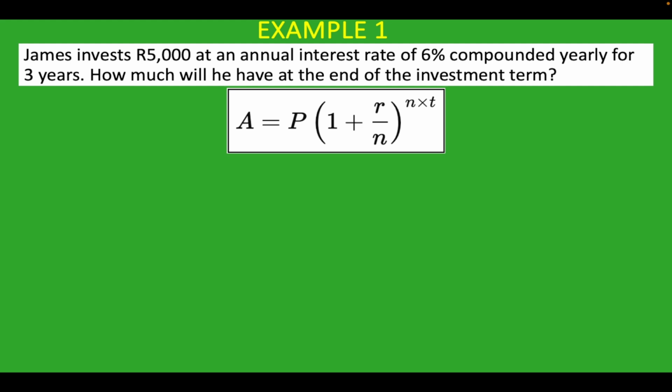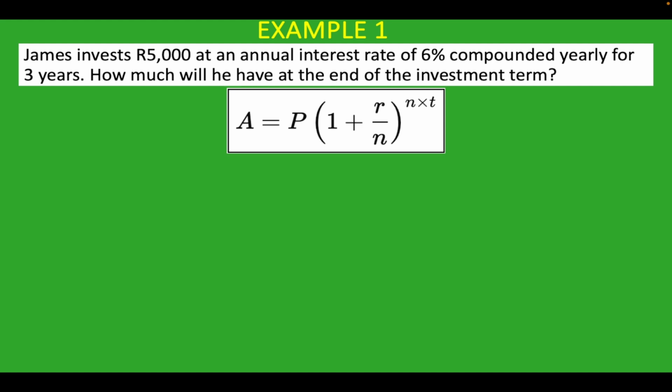And the P is how much is investing. And how much is he investing? 5,000 Rand. So that's going to be your P. And then 1 plus R. What is our R? Our R is the rate of interest as a decimal. So that's going to be 6%. If you put it as a decimal, it's 0.06. How do you get that? 6 divided by 100, you get 0.06.